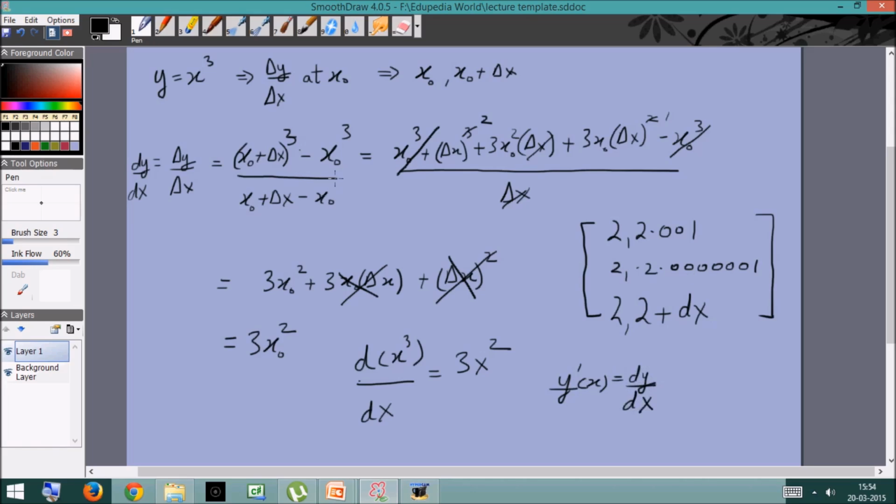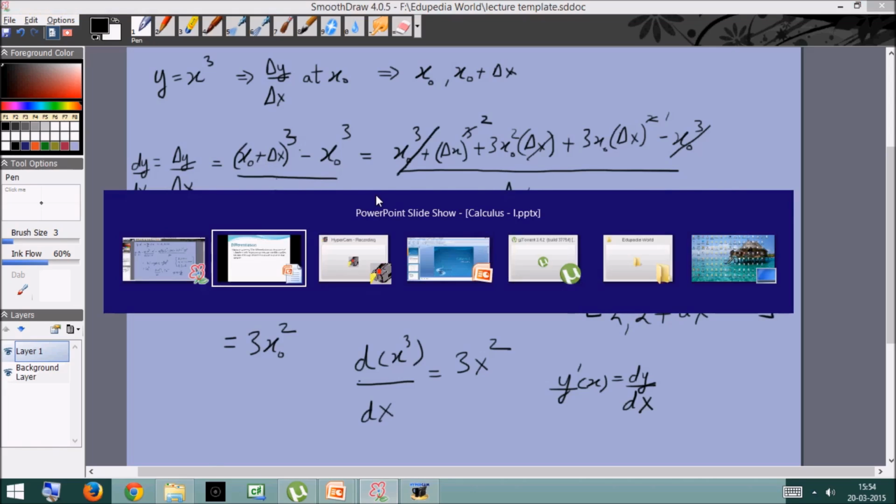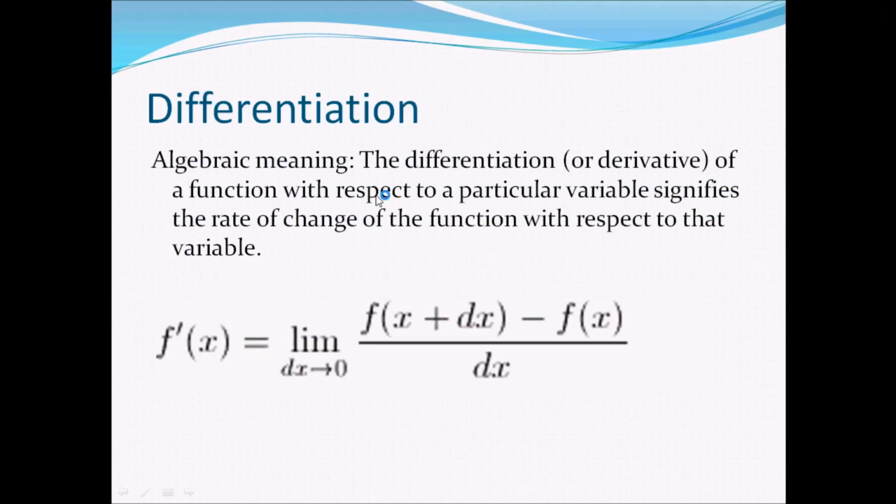We'll take the value of y at x and at another point near x, we'll take the difference, we'll divide it by dx. This is the definition of differentiation. So we were looking at y with respect to x, this is f with respect to x. So the differentiation of a function f of x with respect to x, written as f dash of x, is limit dx goes to 0.